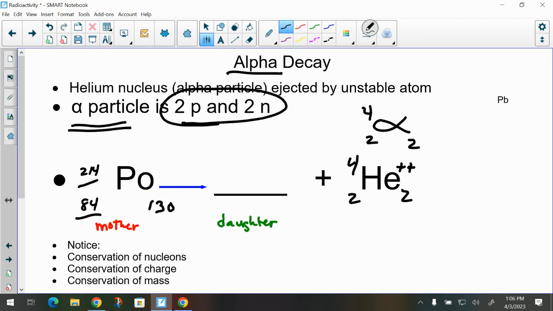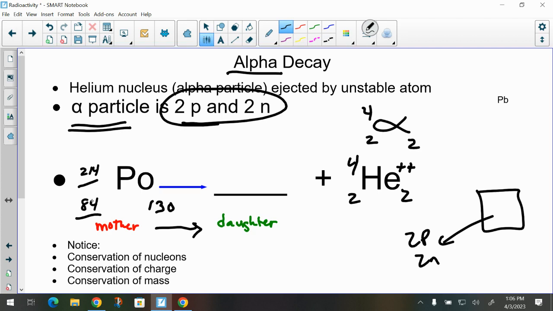Well, this polonium is going to be called the mother because the mother will form a daughter. It's going to turn into another particle as the alpha particle is ejected. So this polonium sitting here minding its own business, and suddenly it's unstable. It throws out 2 protons and 2 neutrons, and it turns into something else. Well, what's it turn into? Well, I don't know. Let's do the math.